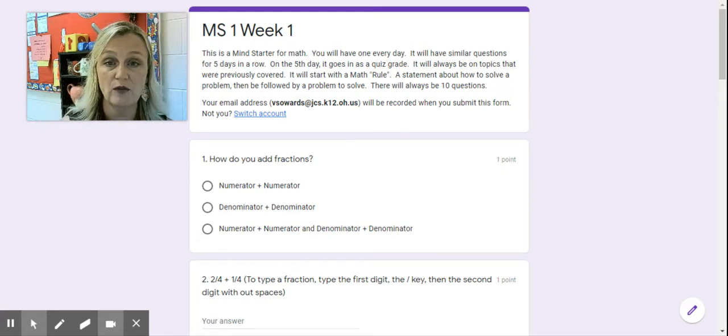And if you look at question 1, it's how do you add fractions? And you have to pick whether you do numerator plus numerator, denominator plus denominator, or if you do both, you add the numerators and you add the denominators. So you would pick one and then you would work the problem.